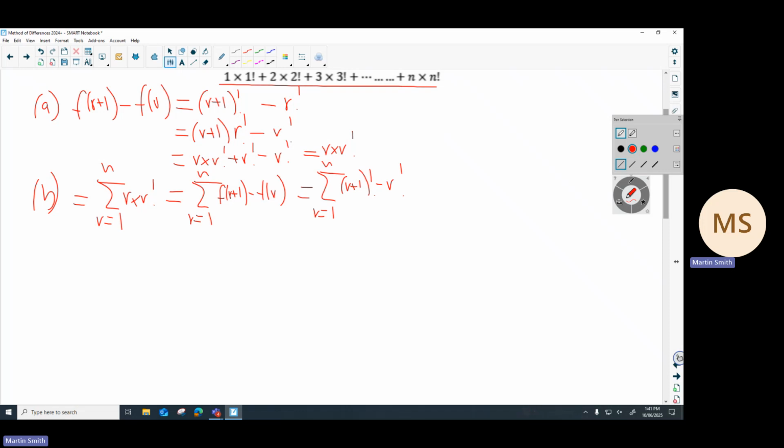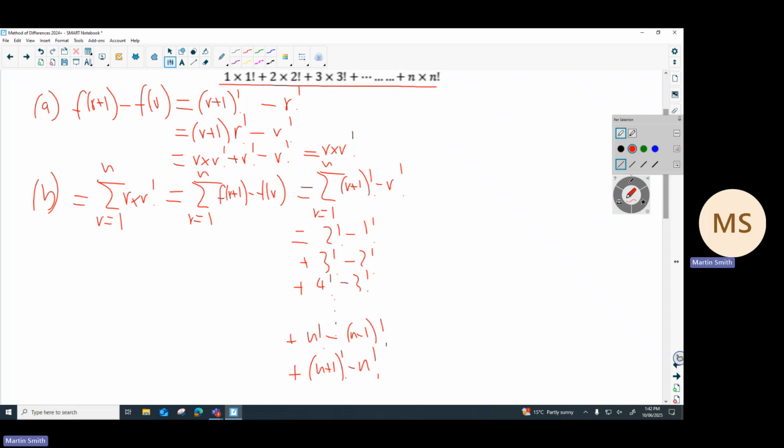So now we start doing the summing bit. Sub in r is 1 and you'll get 2 factorial minus 1 factorial. R is 2, we get 3 factorial minus 2 factorial. R is 3, we get 4 factorial minus 3 factorial. Keep on going down. The last term is when r is n. It is n plus 1 factorial minus n factorial. The previous term is n factorial take away n minus 1 factorial.